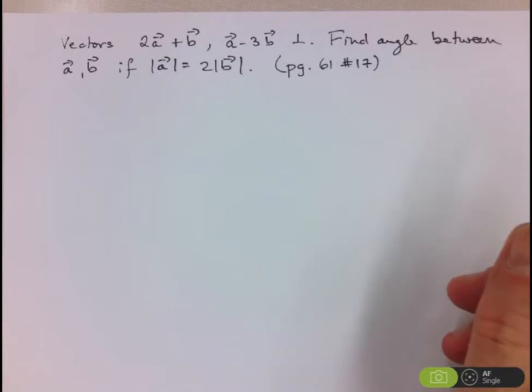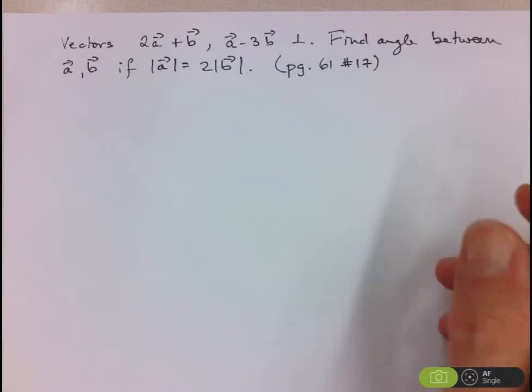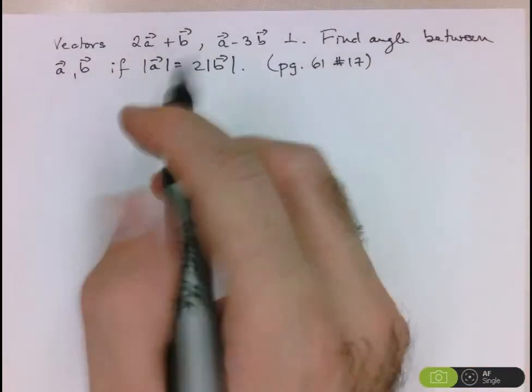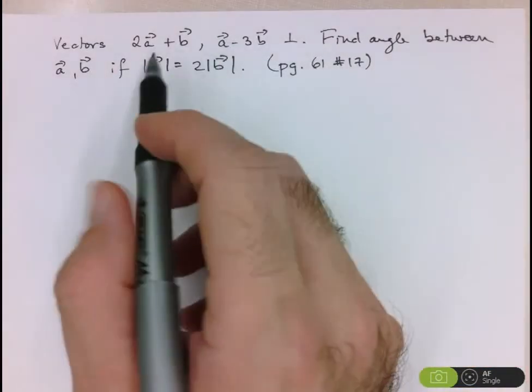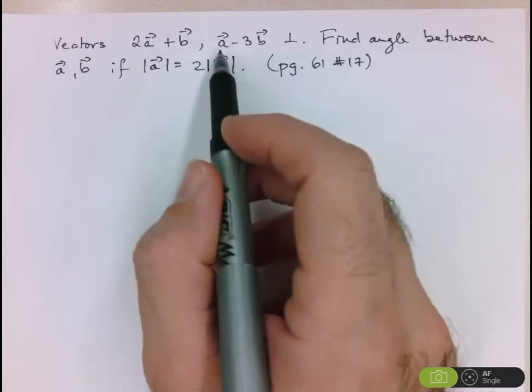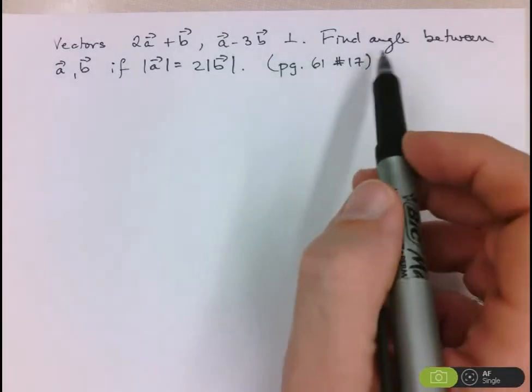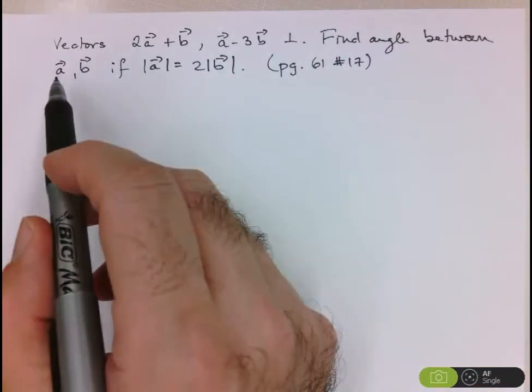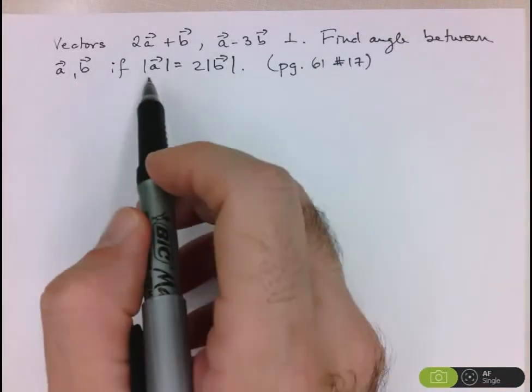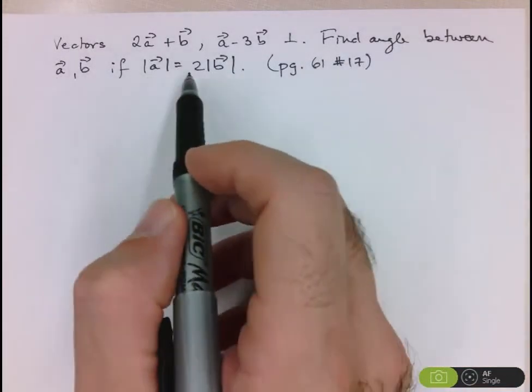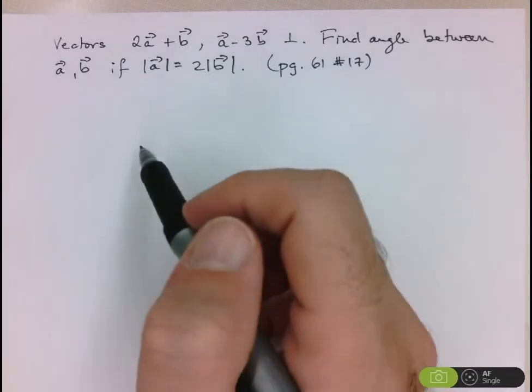Hi folks, we're going to take a look at page 61, number 17, one of the questions that was requested. So the question essentially gives us two vectors. One vector is 2a plus b, the other vector is a minus 3b, and they tell us that they're perpendicular, and we want to find the angle between the vectors a and b, given the condition that the magnitude of a is equal to 2 times the magnitude of b.